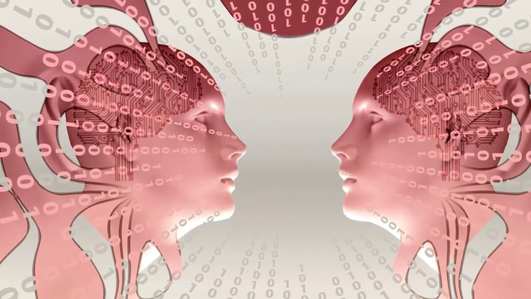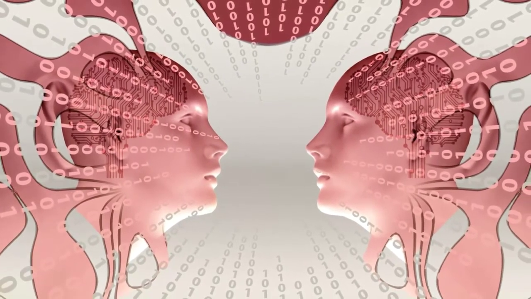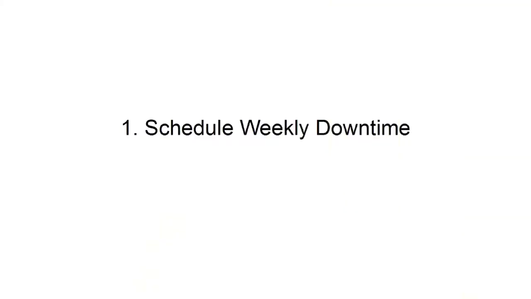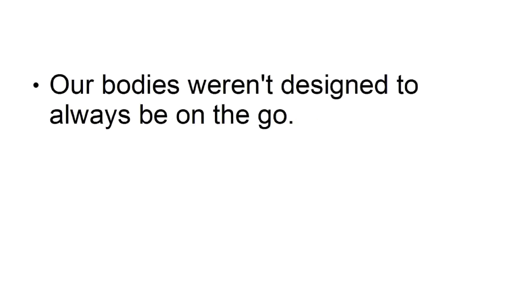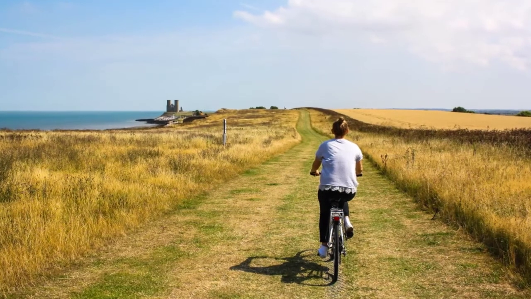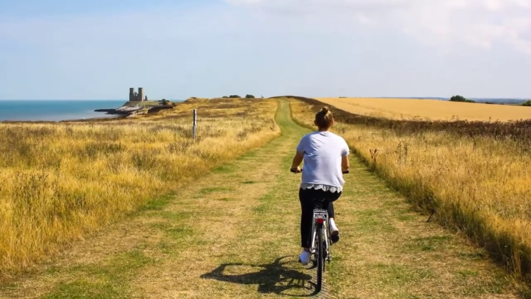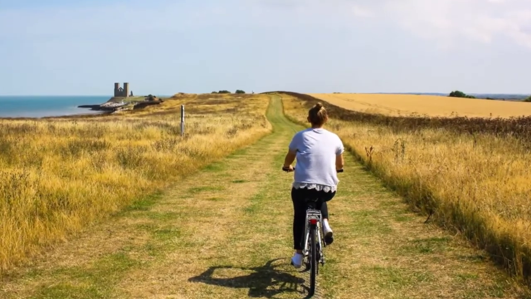To combat this issue, here are 4 easy strategies to reduce information overload. Number 1. Schedule weekly downtime. Our bodies weren't designed to always be on the go. To reduce the harmful effects of information overload, it is important to schedule time every week to rest. During this time, make sure that you are participating in activities that you enjoy and things that are relaxing. Use this time to rest, reflect, and reconnect.